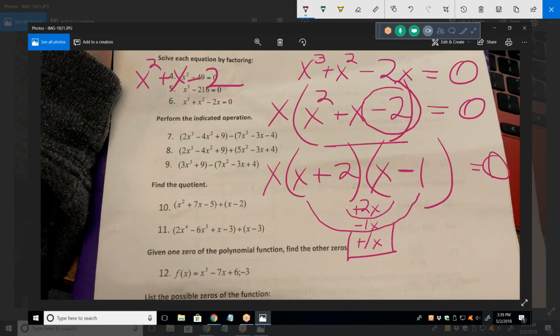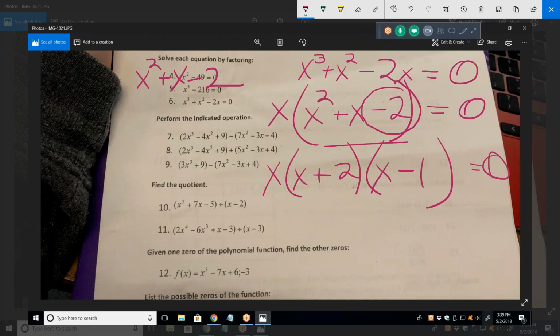Mm-hmm. That means we did it right. Okay. That is the complete process. We attempt it. We see if we got the middle term right. If we did, we're done. Now, we're not quite done.